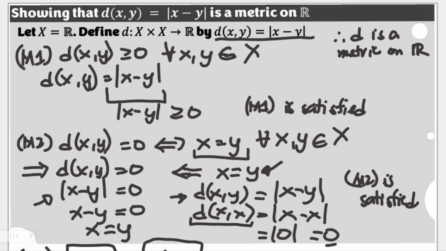And further, if you would like to, you can say that this is what we call a metric space. We can only establish the idea of a metric space once we have established that the certain function d is a metric on the given set.